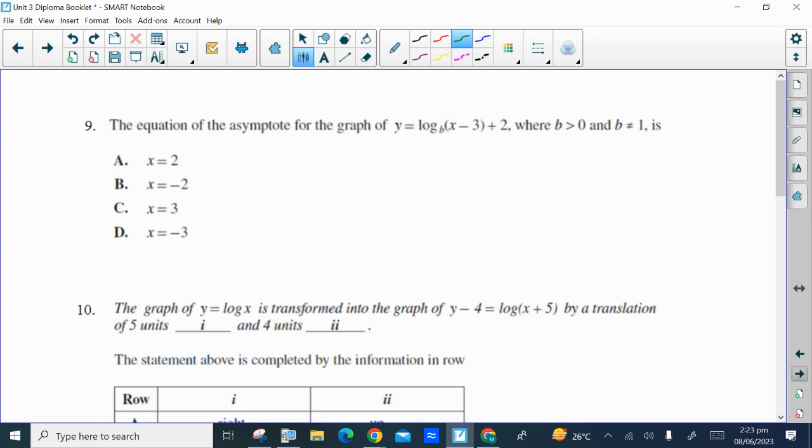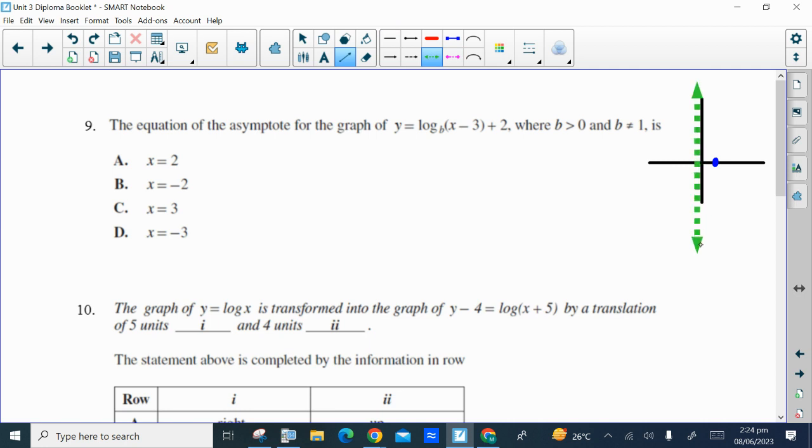Number 9, the equation for the asymptote of that graph would be what? So you have to remember kind of what the graph of a logarithmic function looks like. The graph of log base b of x will have an x-intercept at +1. The y-axis is an asymptote.